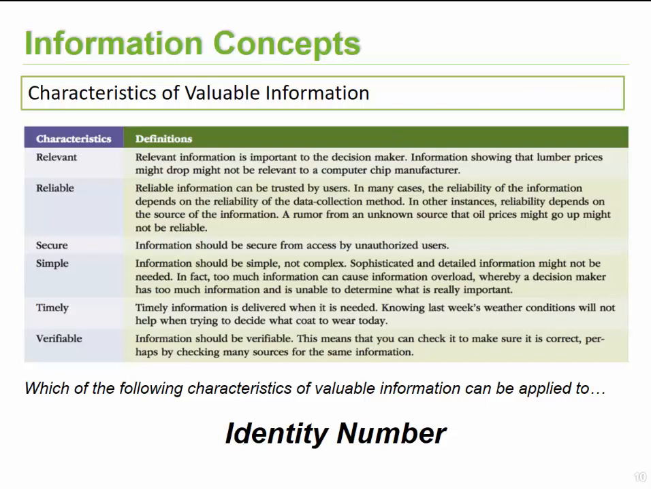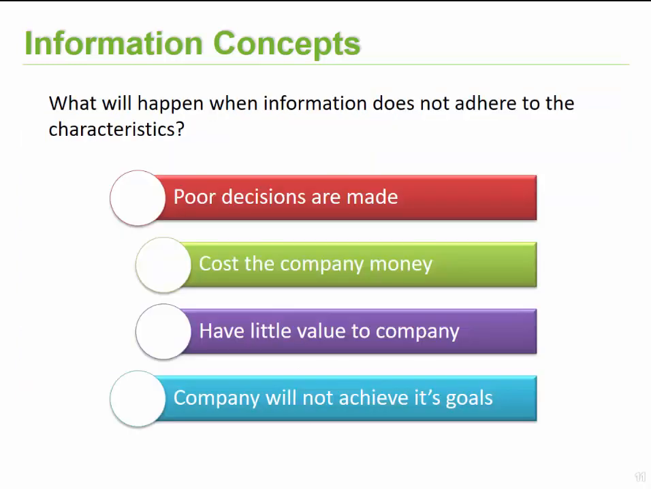Now let's look at perhaps one of the last slides. If we look at the characteristics and we look at information, companies that don't adhere to these characteristics will typically not be able to make good decisions. So they might be making decisions that are wrong, come to incorrect conclusions, and ultimately it's going to cost them a lot of money. That information will have little value to them, and it will not allow them to achieve their goals.